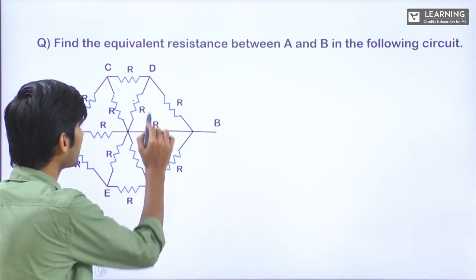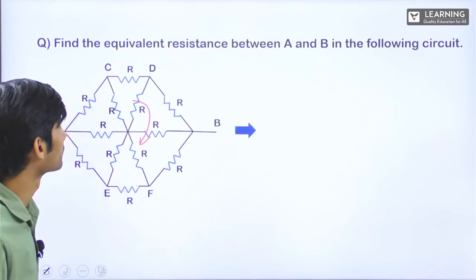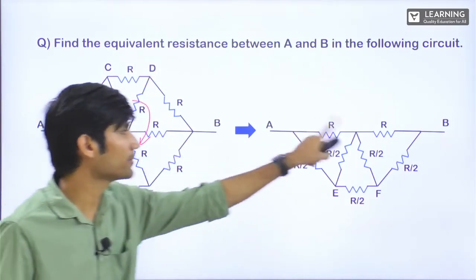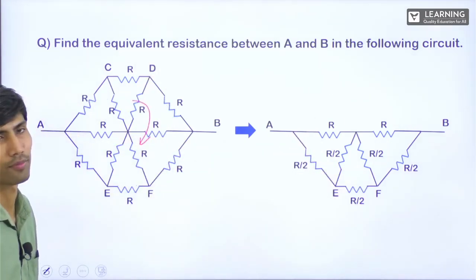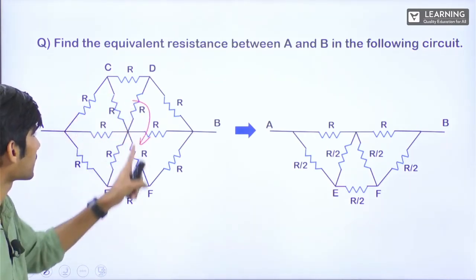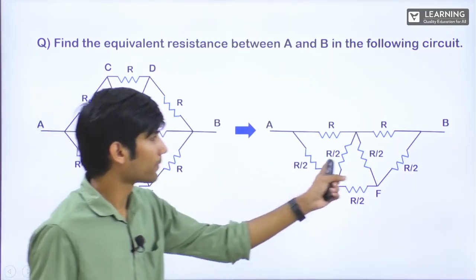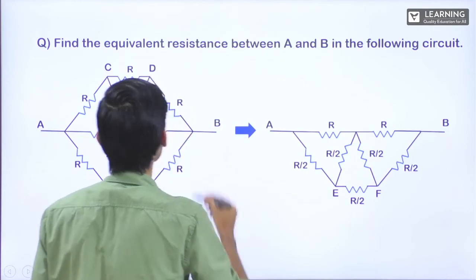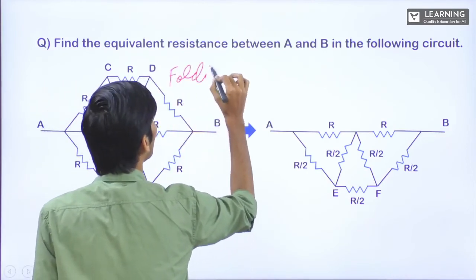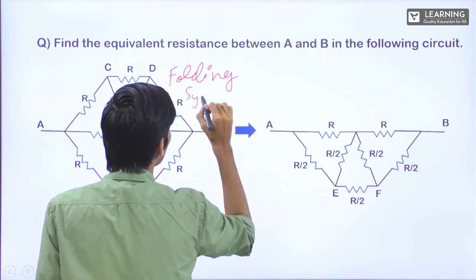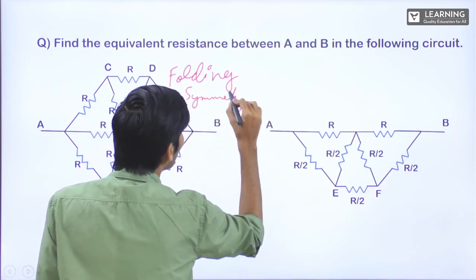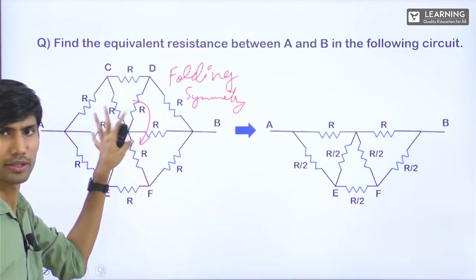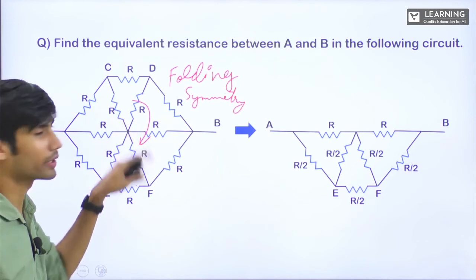Use folding symmetry. Fold it like this. This part will overlap this, or you can remove this. This R will be the same. Rest all the resistances will become half. This R, this R, this R, this R, this R, this R, this R, this R, parallel. Right? Now again, if you see, there is a mirror symmetry. First, what we did, folding. If you apply mirror symmetry at first only, again it will be done as I already showed you, right?